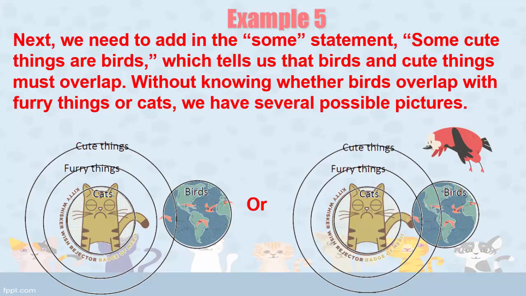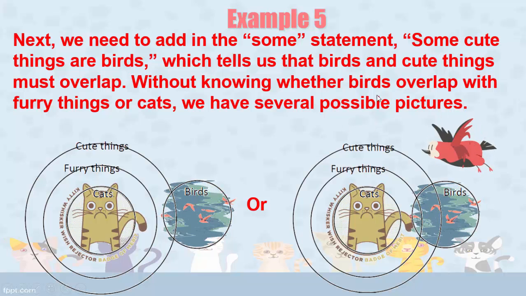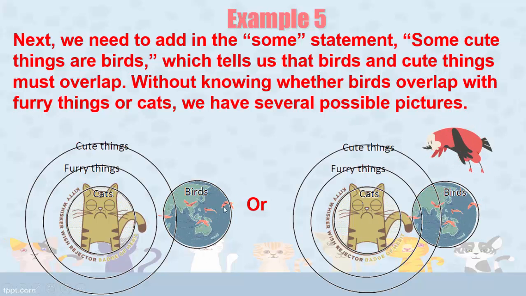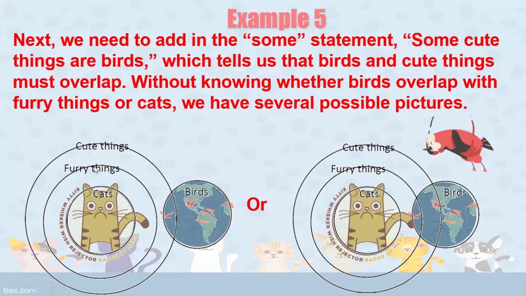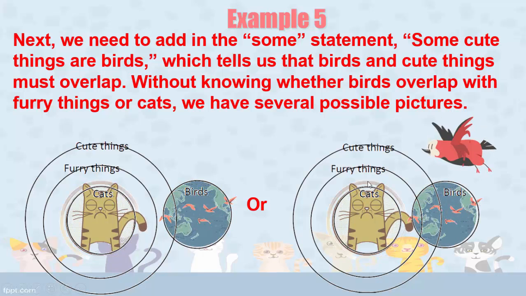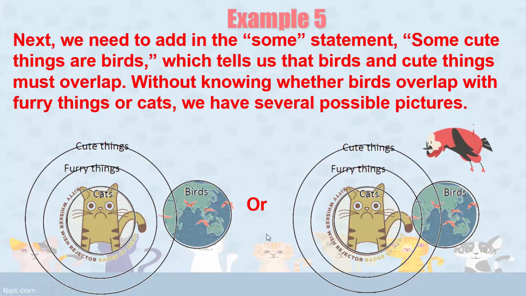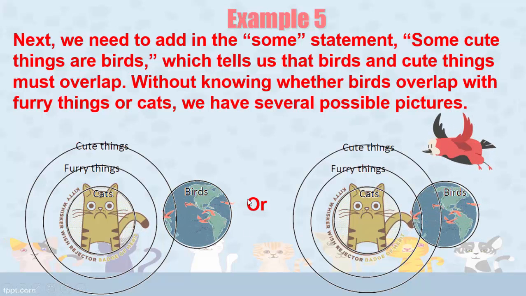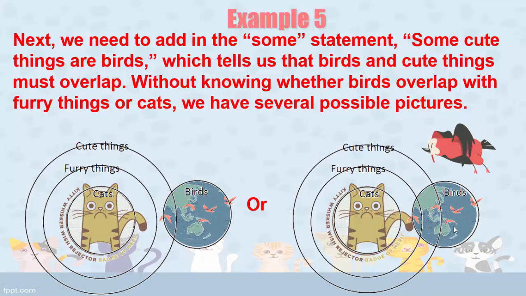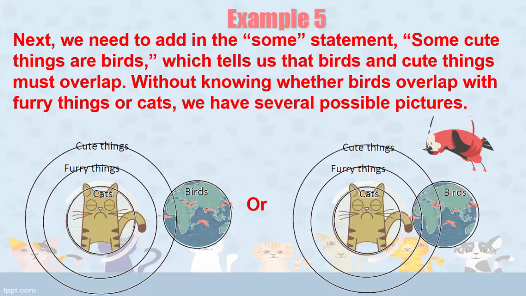Now, in example 5, we need to add the "some" statement. Some cute things are birds, which tells us that birds and cute things must overlap. So here we have birds, cute things, furry things, and cats. And here we have the same thing with cats, furry things, and cute things. But birds are cute things, but would we consider birds to be also furry things? I mean, are feathers considered furry? So these are possible diagrams that you can draw for the birds.